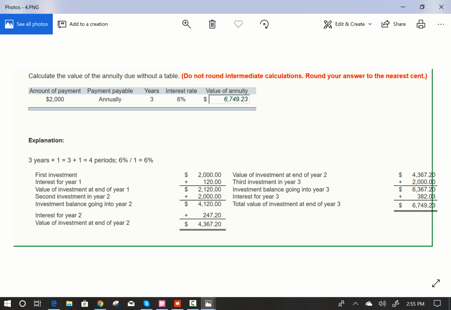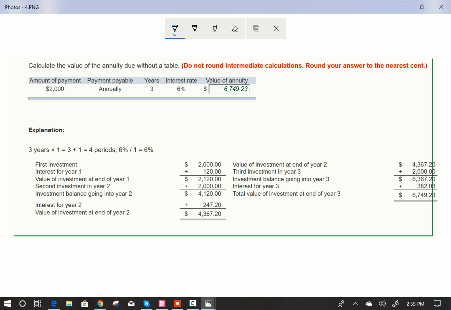Okay, so 3 years times once a year gives us 3 periods, plus 1 is 4 periods. 6% divided by once a year gives us 6%. So for the first investment, I'm going to take $2,000 plus the interest. 2,000 times 0.06 gives us interest of $120. And so that gives us the value of our investment at the end of that first year of $2,120.